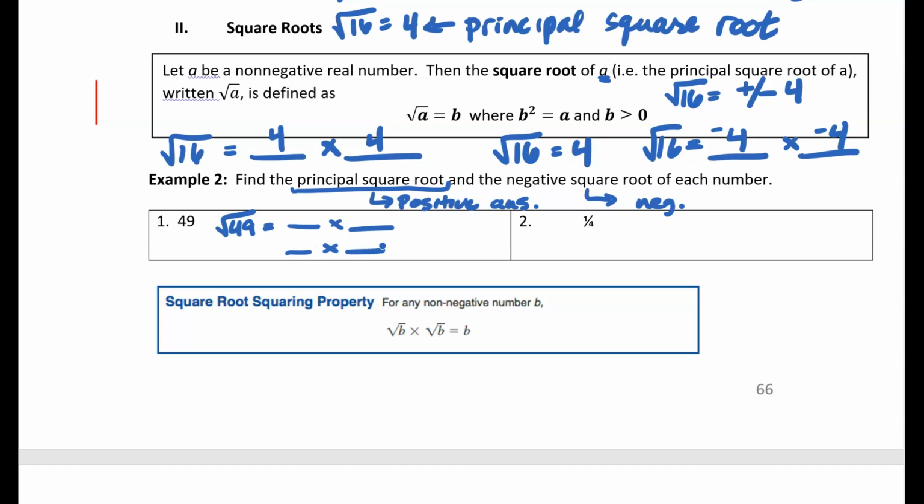49. So 7 times 7 and negative 7 times negative 7 both give you 49. So the answer is plus or minus 7. So positive 7 and negative 7.